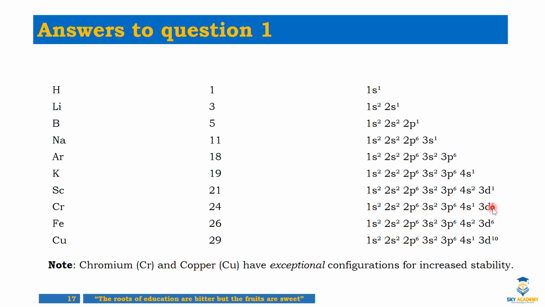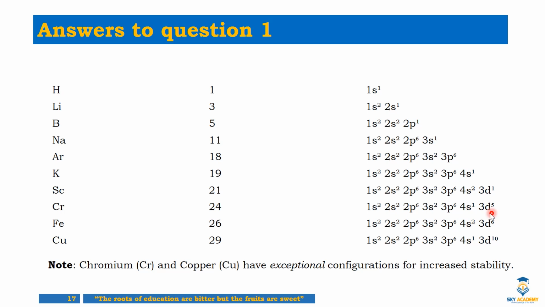Here, as you see, because chromium has 24 electrons, the d orbital should have 4 electrons. But because we need to make it stable, we withdraw 1 electron from the s orbital and put it in the d orbital. The d orbital was having 4 electrons, but it will have 5, and the s orbital will remain with 1 electron. This is stable because the d orbital is half filled.